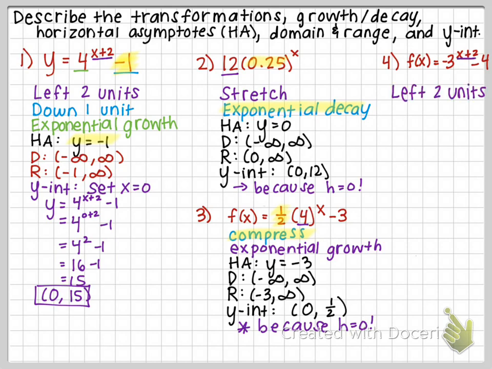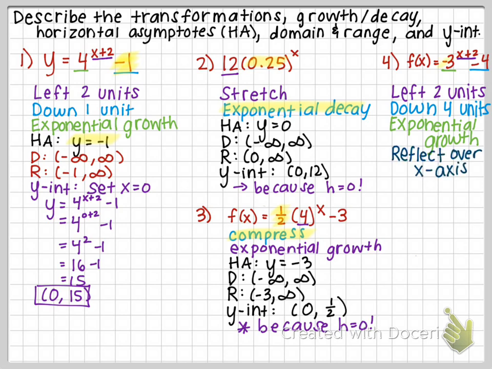Okay, number 4. So that x plus 2 tells us left 2 units. That -4, down 2 units. And see that 3 tells us exponential growth, but we have a reflection over the x-axis because of that negative. Remember the negative is always looked at separately. So the negative tells us reflect, but that 3 is greater than 1, so it means exponential growth. So our horizontal asymptote here is -4.